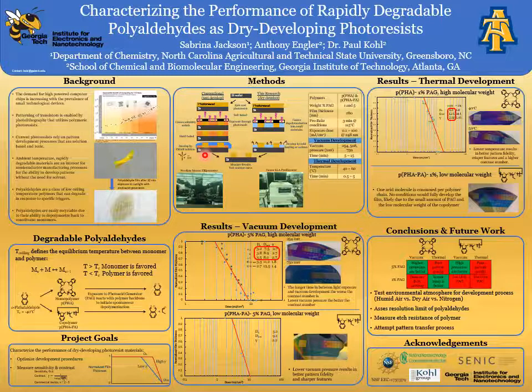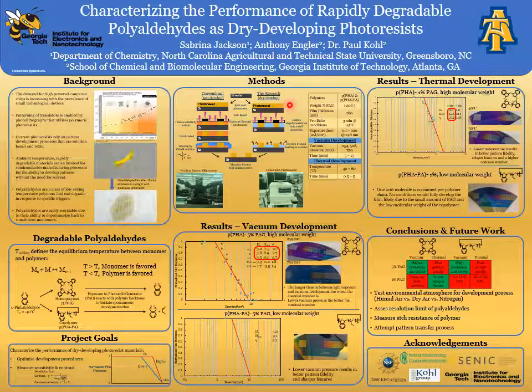However, my research uses rapidly degradable polyaldehydes as photoresists, which allows the developmental process to be dry and not involve the use of toxic materials. This is because when the photoresist is exposed to the photomask, it causes the polyaldehydes to depolymerize into small molecules, which can be easily developed using a heat or vacuum oven.